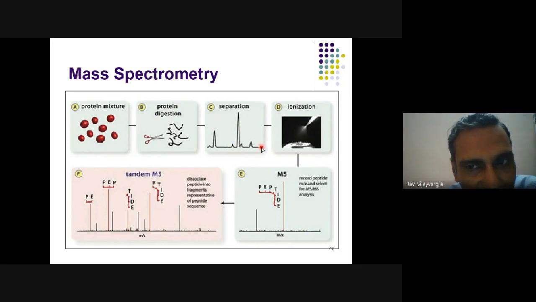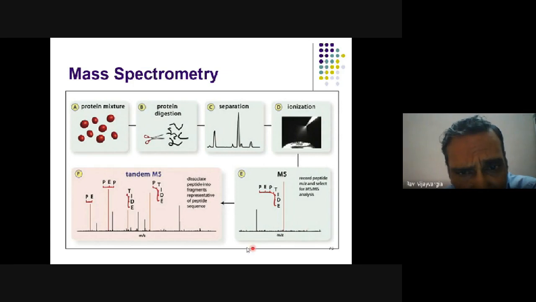Okay, so a mass spectrometer has an initial part that is ionization, so all these peptides are initially ionized. Based on the ionized form of the peptide, they will have a mass to charge ratio, and thereby in mass spectrometry you get a peak based on their charge and mass ratio.